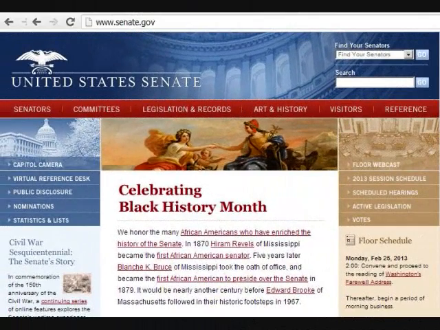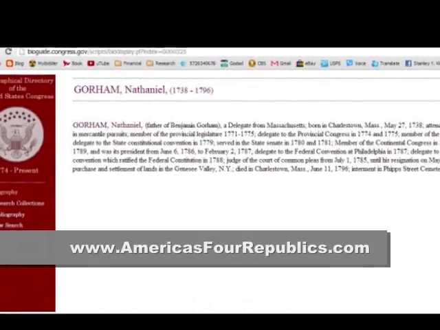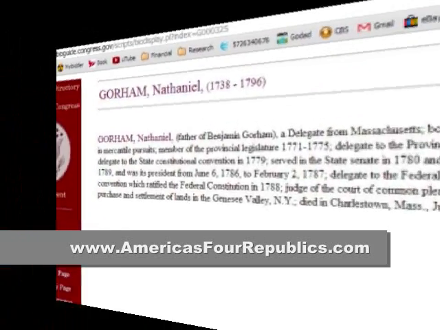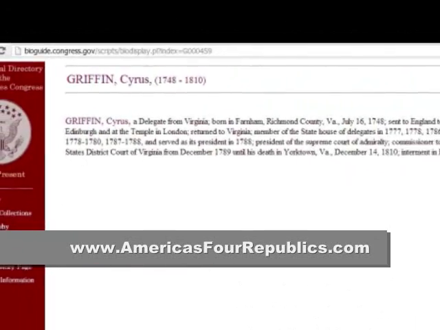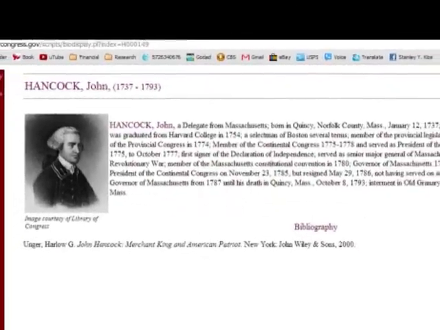Even their most potent website, the Biographical Directory of the U.S. Congress, incorrectly reports that the Continental Congress was the only other form of U.S. government that existed before 1789.